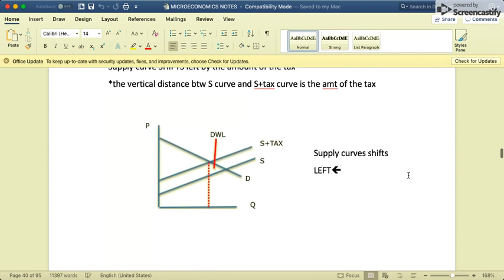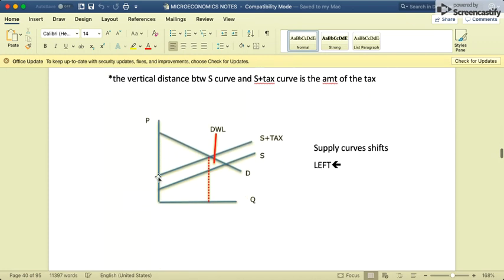And we'll be able to tell what the tax is by this vertical distance right here. So the vertical distance on the price axis, so the y-axis, the difference between this supply curve and this supply plus tax curve will tell us the amount of the tax. So the supply curve is shifting left, and this is going to give us what we call deadweight loss.